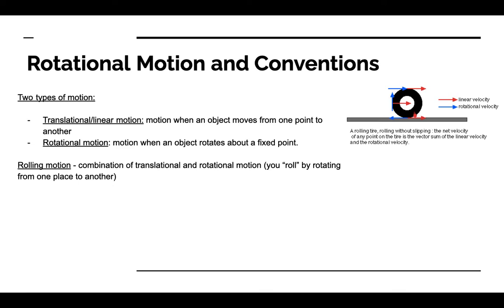So like a tire is going to rotate, let's say in this case in the clockwise direction, and the tire will as a result move from left to right, okay? Represented by the linear velocity we see right here, okay? So rolling motion is a combination of translational and rotational motion.